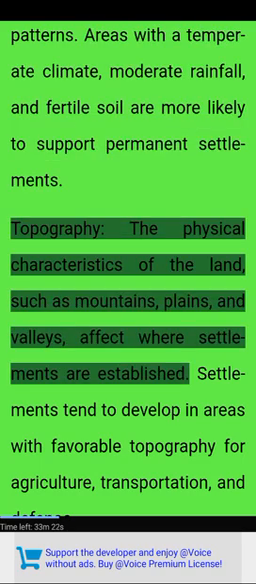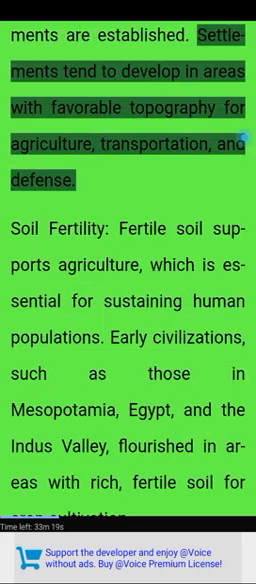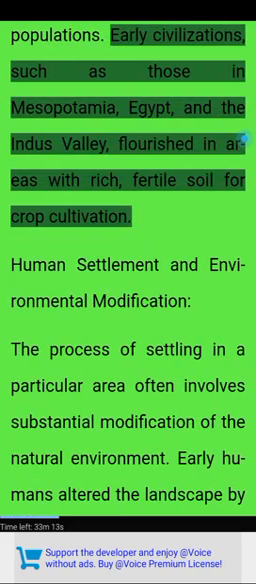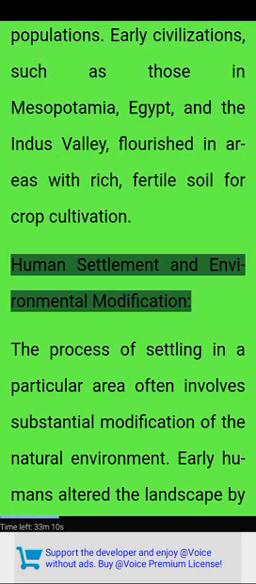Topography. The physical characteristics of the land, such as mountains, plains, and valleys, affect where settlements are established. Settlements tend to develop in areas with favorable topography for agriculture, transportation, and defense. Soil fertility. Fertile soil supports agriculture, which is essential for sustaining human populations. Early civilizations, such as those in Mesopotamia, Egypt, and the Indus Valley, flourished in areas with rich, fertile soil for crop cultivation.